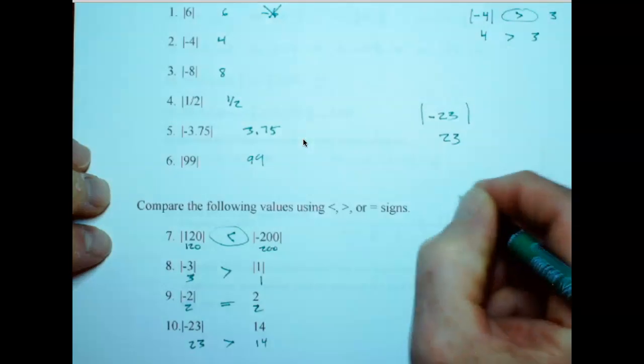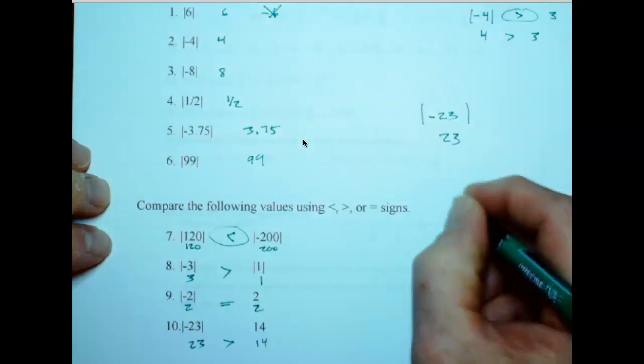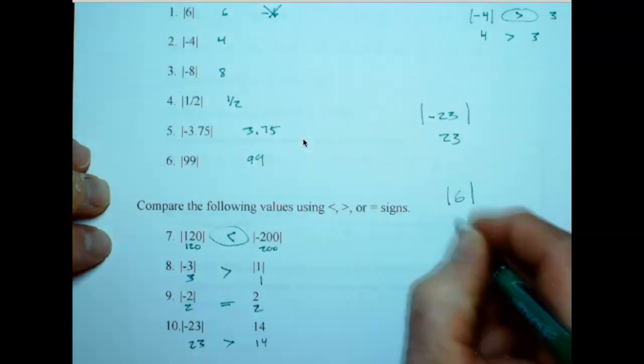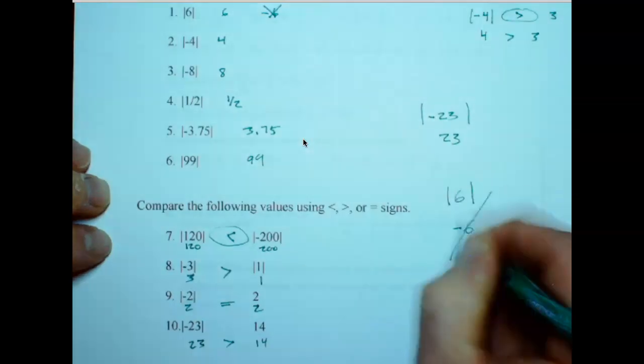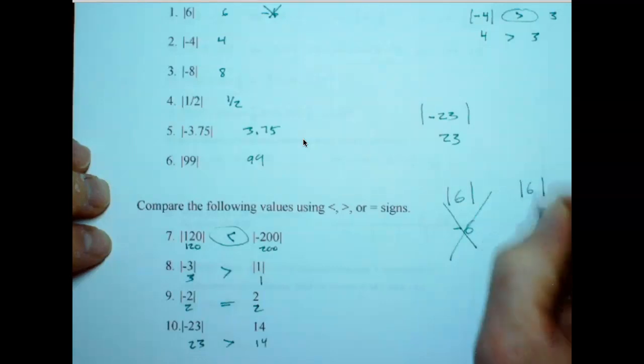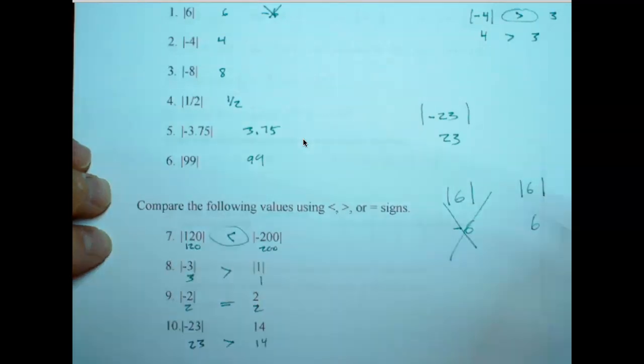Other most important thing, I'll go over this mistake sometimes kids make. The absolute value of 6 is not negative 6. Absolute value is always positive because it's the distance from 0.